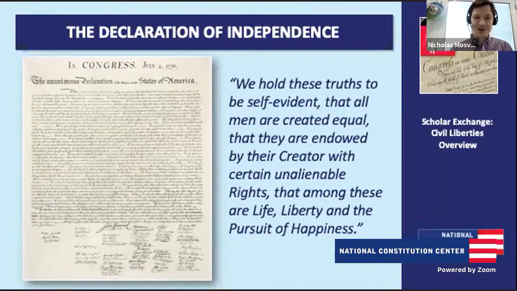So when we talk about the Declaration of Independence, we talk about certain unalienable rights: life, liberty, and the pursuit of happiness. We're generally speaking about natural rights. Natural liberty is the basis, and what they would have called the fundamental rights of Englishmen. And don't let that word throw you.